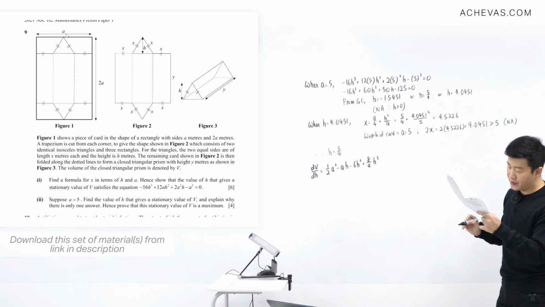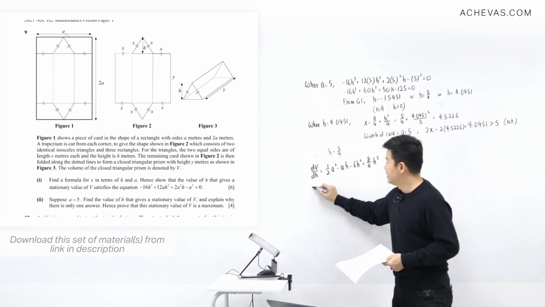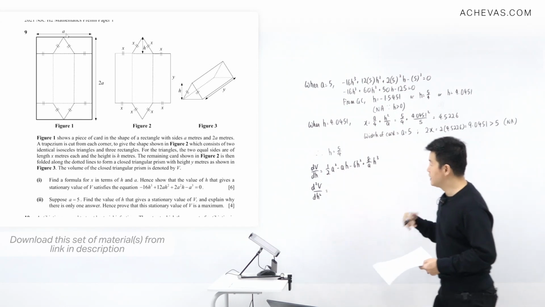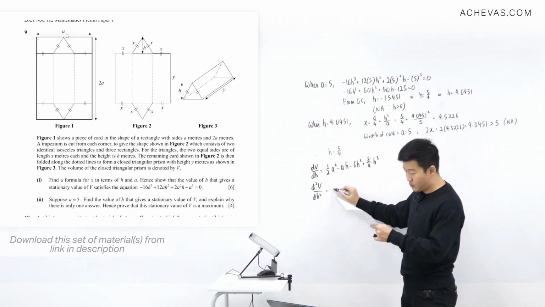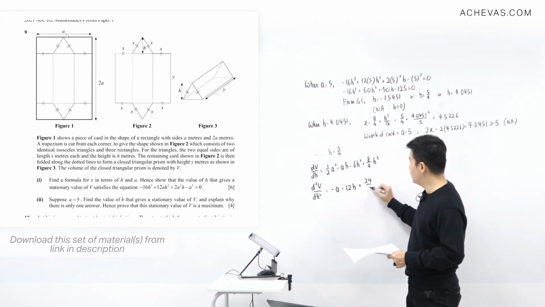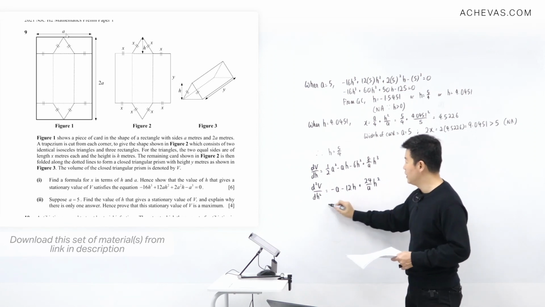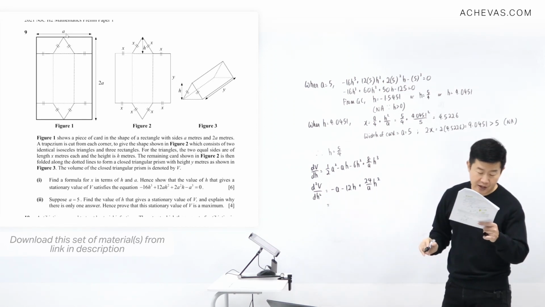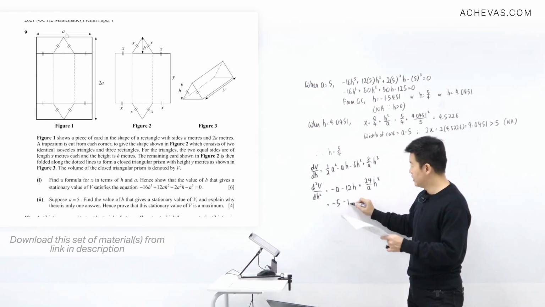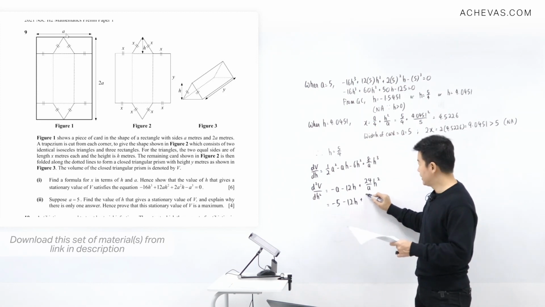So with this, let's try to find d squared v dh squared. So this is a constant, it is going to disappear. Here we are going to be left with a minus a minus 12h, then plus 24 over a, h to the power of 2. a is equal to 5, according to what the question has given to me. So it is going to be minus 5, minus 12h, plus 24 over 5h squared.